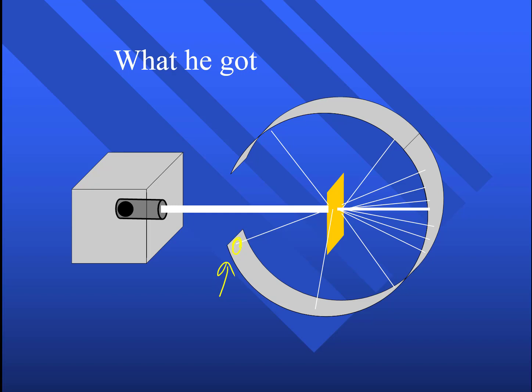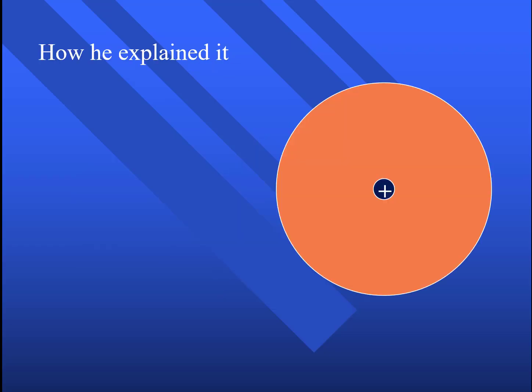So, that is where I want to stop for right now. So, what I would like you to do now, if I can get my computer to go the right way. Okay. What I'd like you to do now, so how did Rutherford explain it?